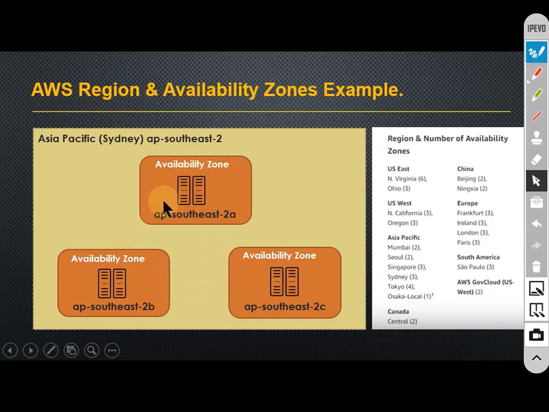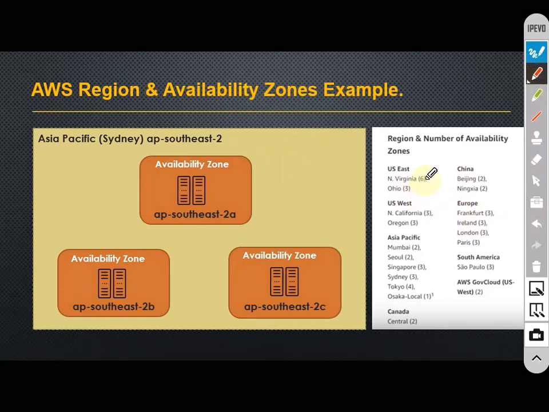Okay, like in Sydney's case we have 3, but maybe in California, or as you can see here in North Virginia we have 6 availability zones, and similarly in Tokyo we have 4. Okay, and most of them have 3 availability zones. So availability zones are different in different regions.